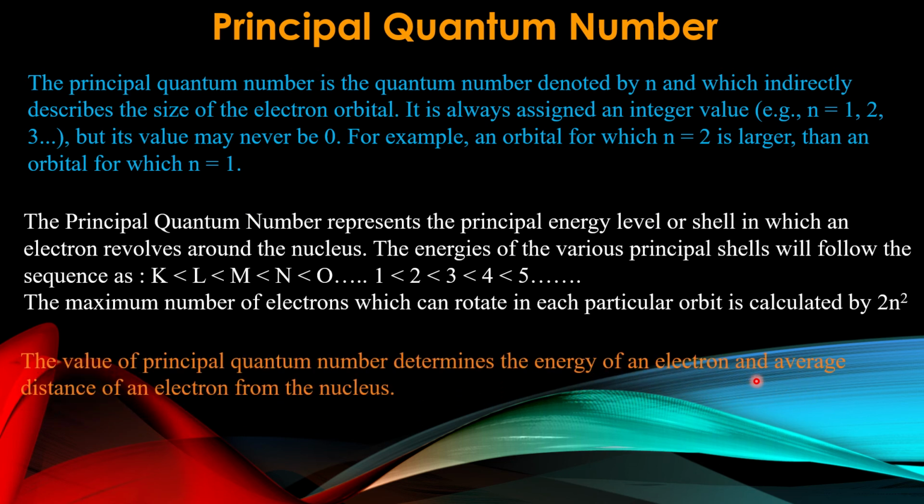So from there we can tell the value of principal quantum number determines the energy of an electron and average distance of an electron from the nucleus. That means principal quantum number indicates the energy and average distance of orbital from the nucleus.